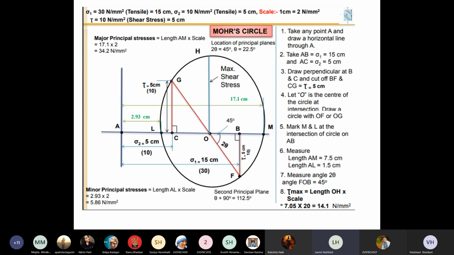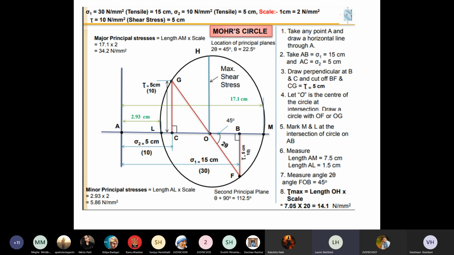See, another point I need to tell you is, suppose in all the three cases sigma x and sigma y were tensile, so you have drawn it very easily. Now suppose sigma x is tensile and sigma y is compressive, then what will you do? Because in a two-dimensional system, you may get a tensile or you may get a compressive. Then how do you proceed?